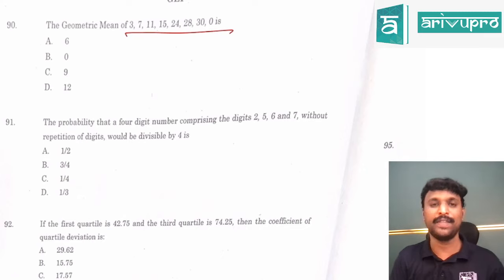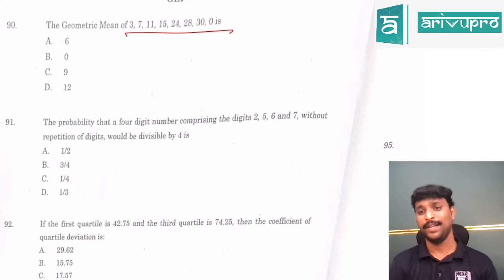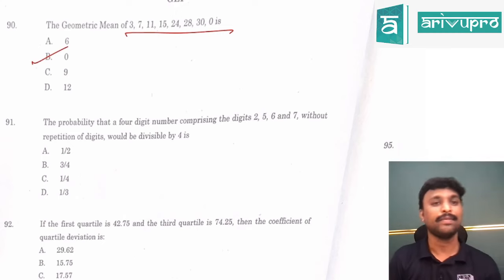Guys, the geometric mean of these observations. If one of the observations is 0, the product becomes 0. So the geometric mean will be 0.